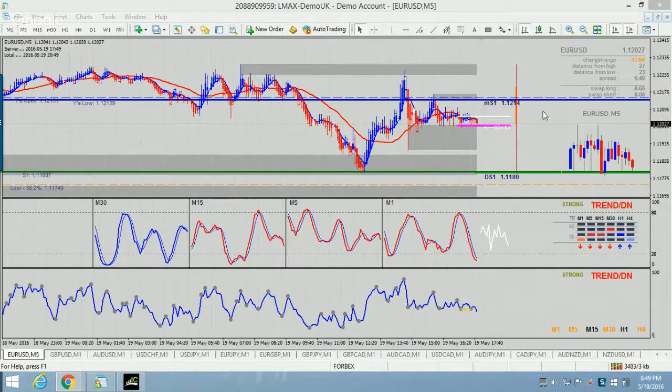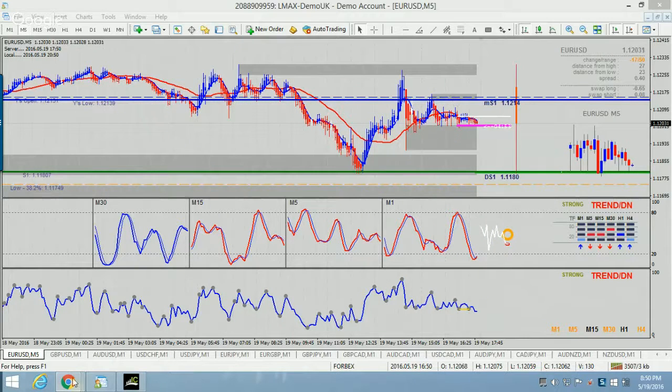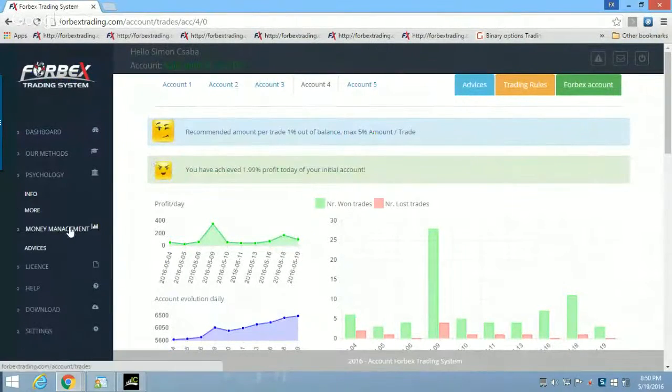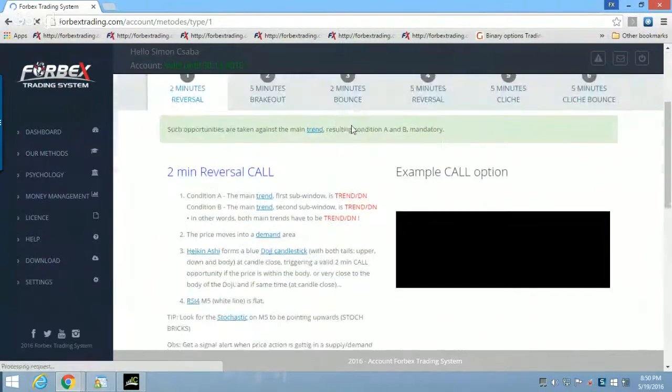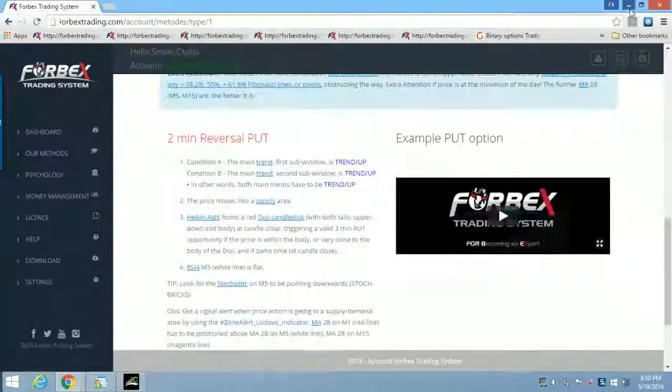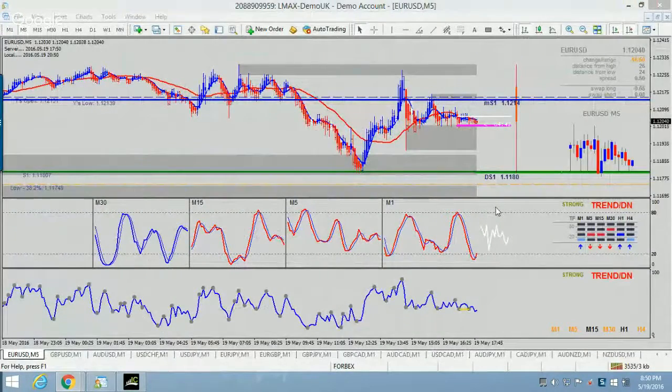Okay, so we are back to our chart, and in the video you saw a 2 minutes reversal put trade. So the price moved in the supply area, and then with all the rules that you may find in the methods section of our website, of course, you have taken the trade and it was successful, and it is obvious the markets are predictable somehow, and with a high probability. That's how you have to take a trade.